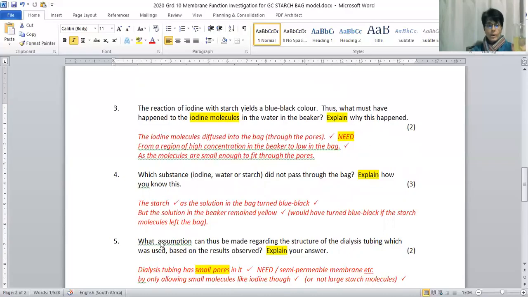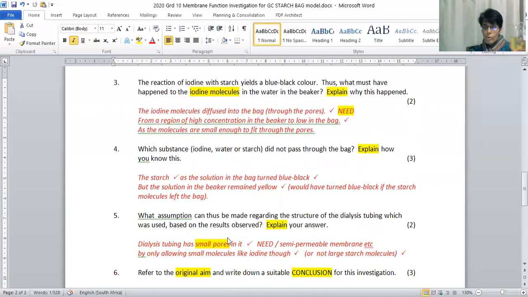That's how you word your answer. Okay? What assumption can thus be made regarding the structure of the dialysis tubing which was used, based on the results observed? Explain your answer. It must have small pores in it. So that's what I initially wanted, and I wanted that specifically. And then I gave a mark for saying semi-permeable, differentially permeable membrane. So you get a bonus mark.